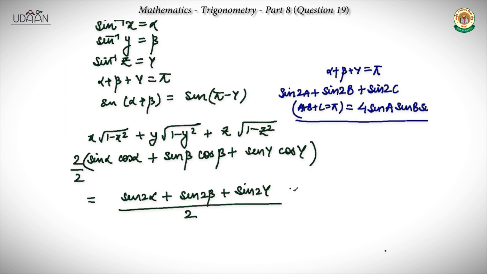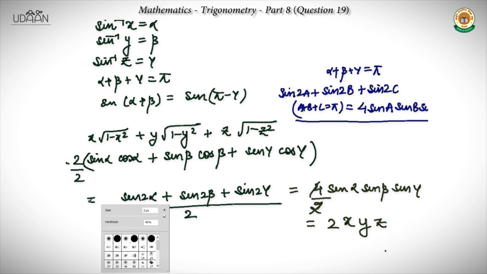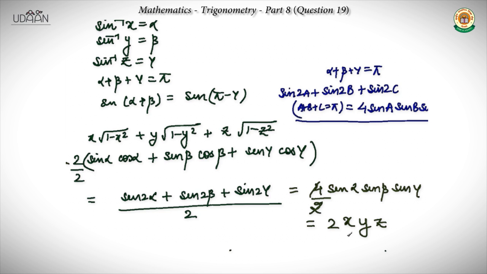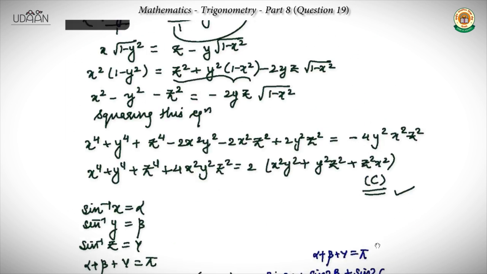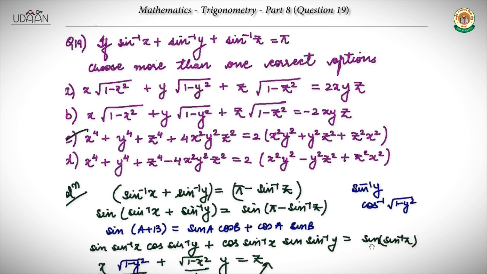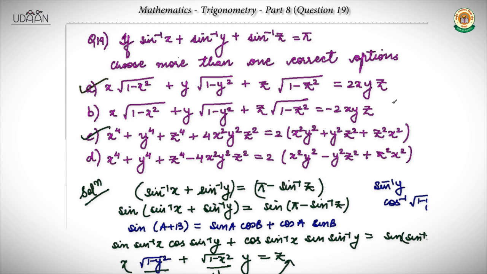By using this property, when I solve this further, I'll get 4 times divided by 2, sin alpha, sin beta, sin gamma. राइट. Okay, what is sin alpha? x, sin beta is y, sin gamma is z, take it and substitution. ओके. So when I see, this expression comes out to be 2xyz. राइट. According to the options given, this is the option which comes.